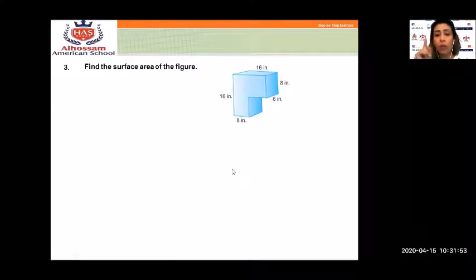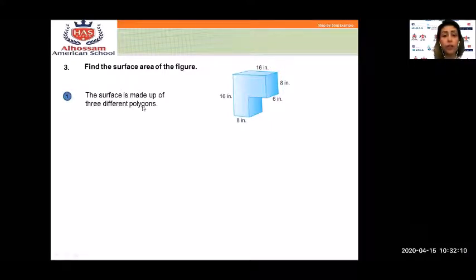So we used to find the area of each figure and then multiply by 2, because for each face we have an equal area. Here, that's what we're going to do regarding this shape. Let's see what we have. Look, the surface is made up of 3 different polygons, as you see here.